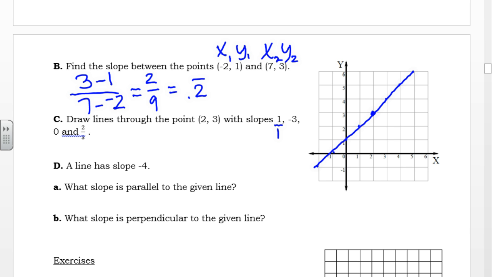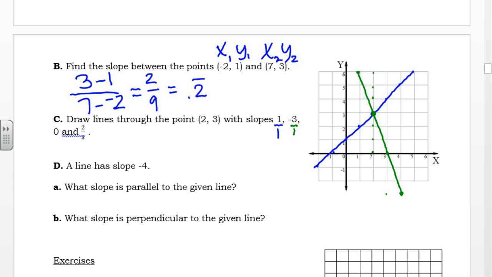A slope of -3. We're still going through the same point. I'm going to make it over 1, so I have a rise and a run. If I rise -3, it means go down 3 and then run 1. Down 3 and then run 1. That's kind of off the graph, but I can eyeball it. And I'll go backwards so I can see that next line is right here.